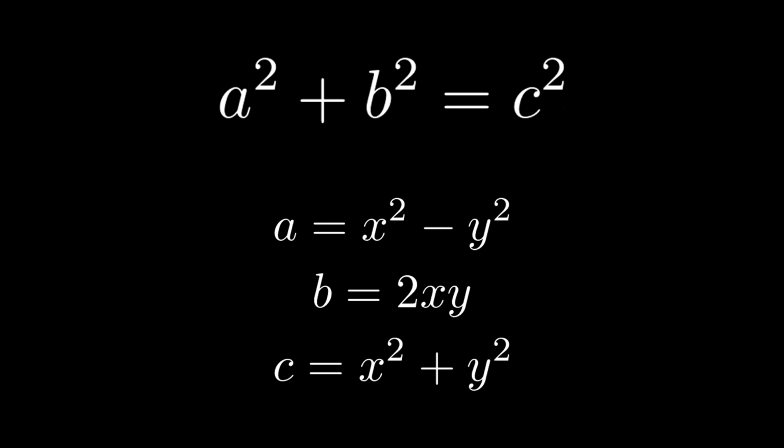Now if you plug in these equations, proving that a squared plus b squared is equal to c squared is fairly straightforward. Ultimately, these equations hold true for any value of x and y, but it's especially helpful for finding triples with integer values. The following example will illustrate why.